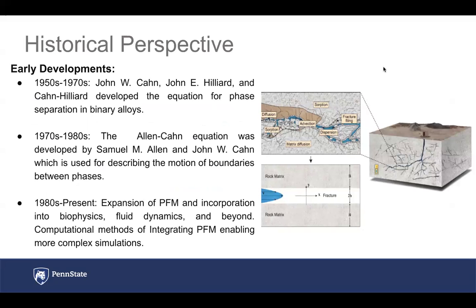So here we just wanted to show a historical background on the PFM model. In the early 1950s to the late 1970s, John W. Cahn and John E. Hilliard developed the equation for phase separation in binary alloys, then transitioning down to the present time, where the model was modified by integrating computational methods to enable the model to simulate more complex systems. Next slide.